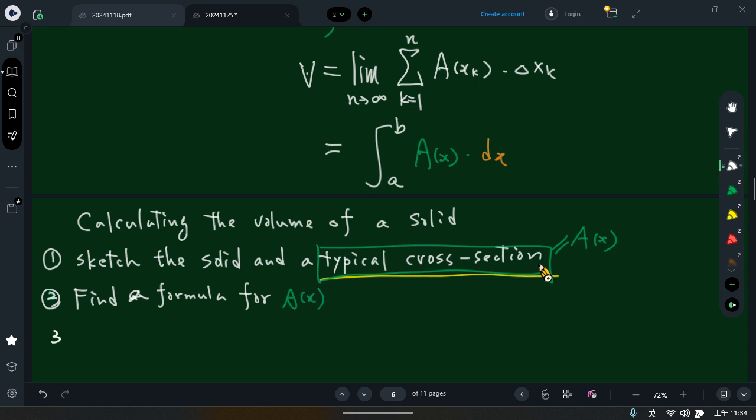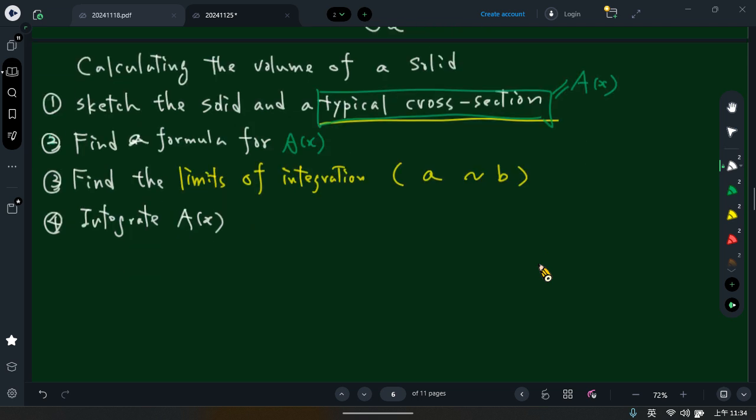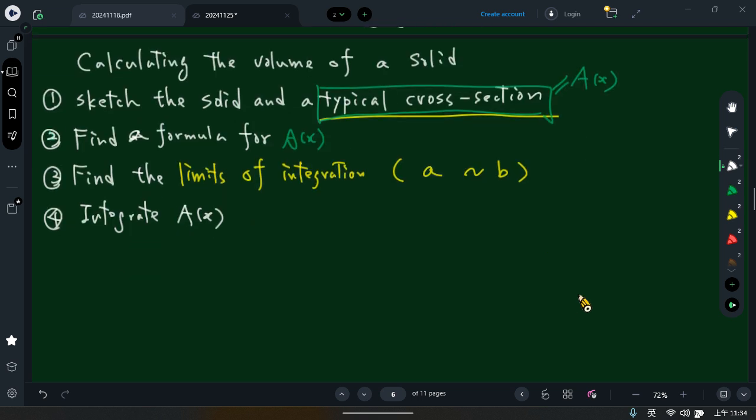Then the third step is please just find the limits of the integration. The limit of integration means the two ends, the two bounds for the integral, right? Like from A to B. The fourth one is integrate A of x. So this is the typical 4 steps for that.